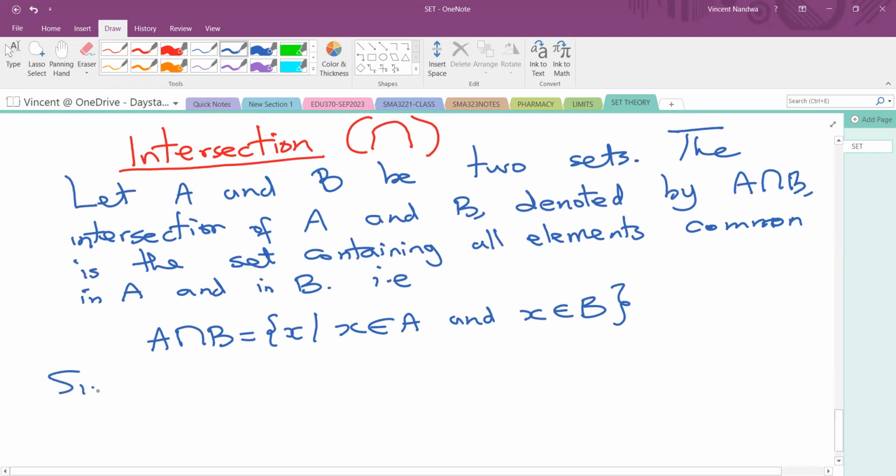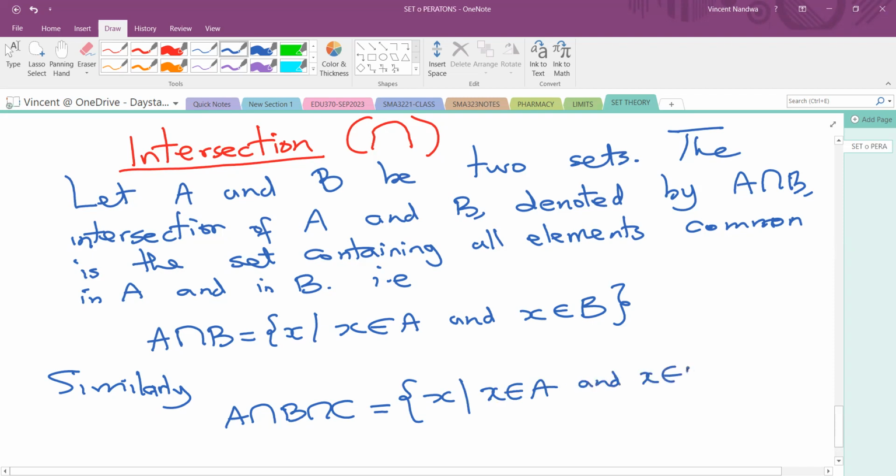Similarly, if we have three sets A, B, and C, then the intersection will be the set containing all the elements X such that X is in A and X is in B and X is in C. Those elements must be seen in all the three sets under consideration.